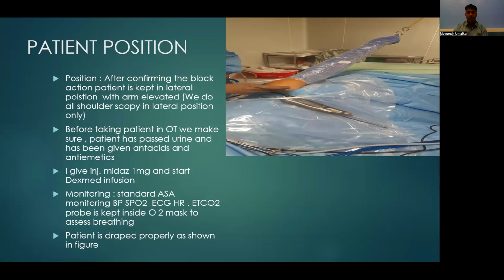Before taking the patient into the operation theatre, we make sure the patient has passed urine and has been given antacids and antiemetics. I generally give injection midazolam 1 mg and start the dexmed infusion with a 20 ml syringe pump. Monitoring is standard ASA monitoring: blood pressure, SpO2, ECG, heart rate. I generally keep the ETCO2 probe in a Hudson mask with oxygen at 6 to 7 liters to assess the patient's breathing. Patient is draped properly as shown in the figure.